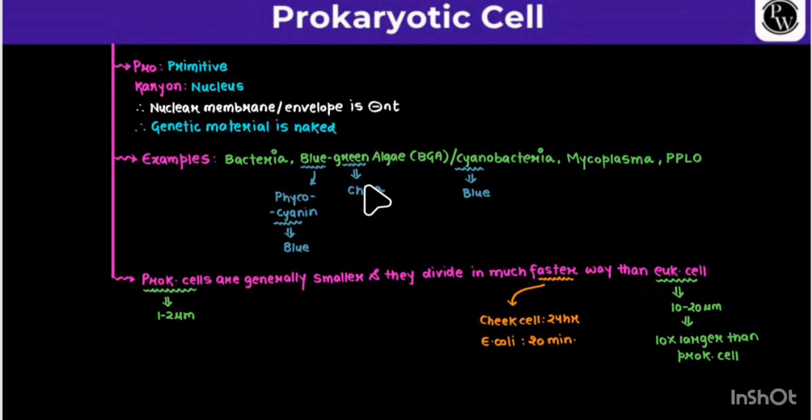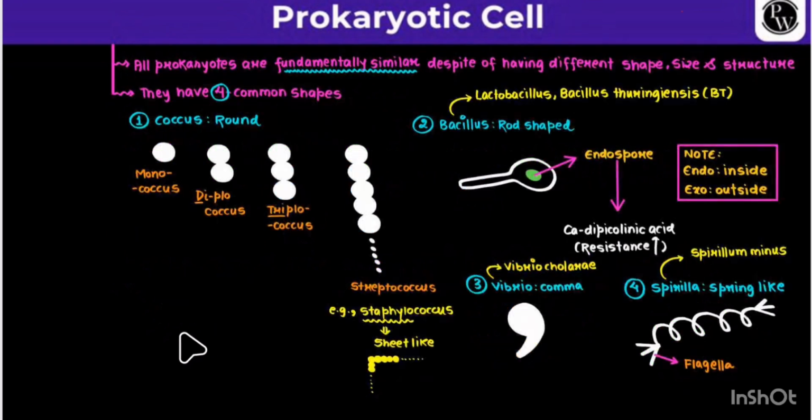Green means chlorophyll A is present, and blue means phycocyanin, which is blue. And cyanobacteria, which is blue, and mycoplasma, PPLO. Prokaryotic cells are generally smaller and they divide much faster than any eukaryotic cell. The eukaryotic cell is 10 to 20 micrometres and takes 24 hours, E. coli takes 20 minutes, and the prokaryotic cell is 1 to 2 micrometres, we have to remember.